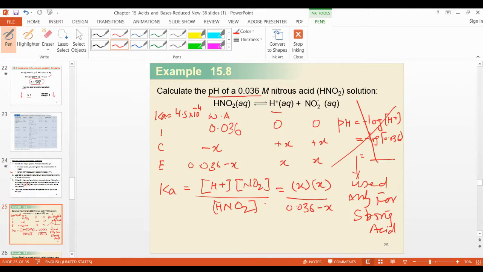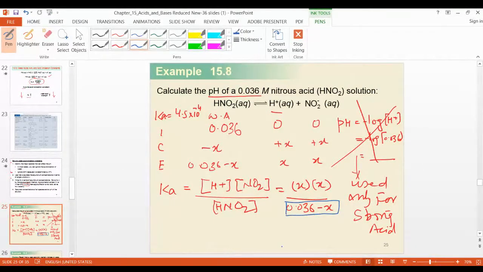The same method I am using, just like we have done in equilibrium, chapter 14. So far, is it clear? Hello? Yes, teacher. Yes, it's clear. All right.